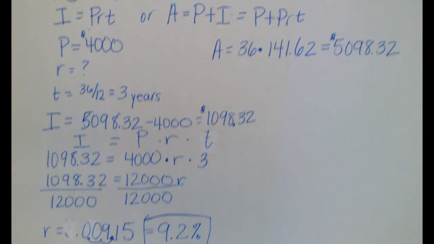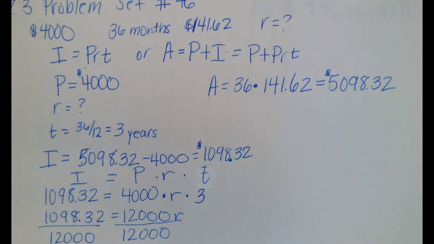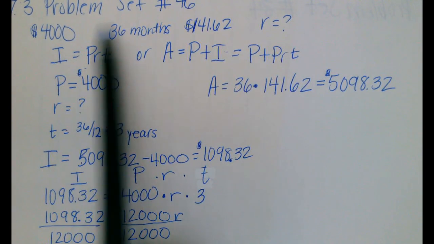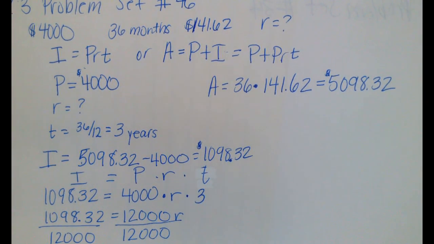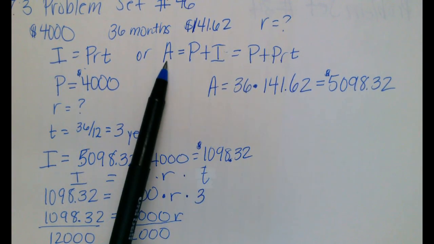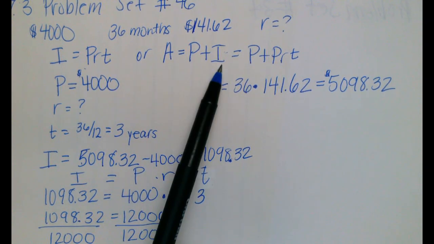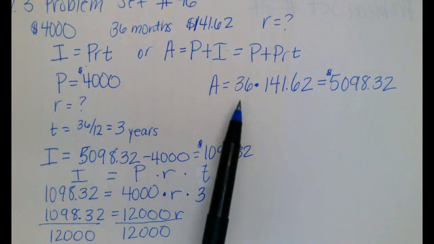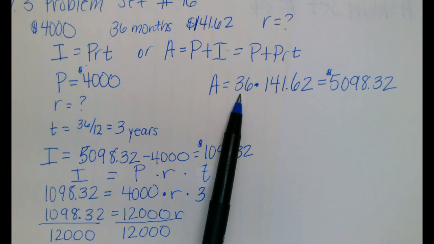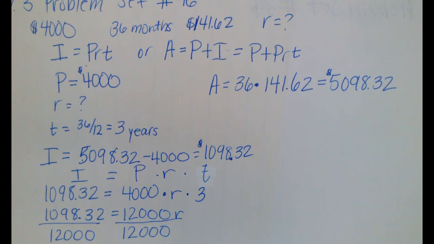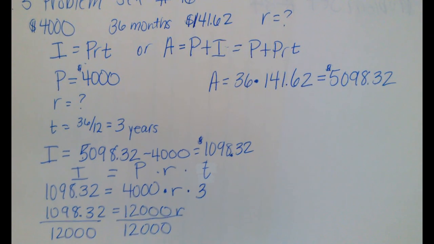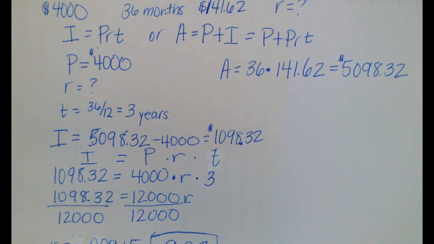This applies when they give you an amount of how much you're purchasing and how much you actually pay them in payments. So not only can you find A by adding principal and interest, you can find A by multiplying the number of payments times your monthly payment. All right, so let's click over to the next one.